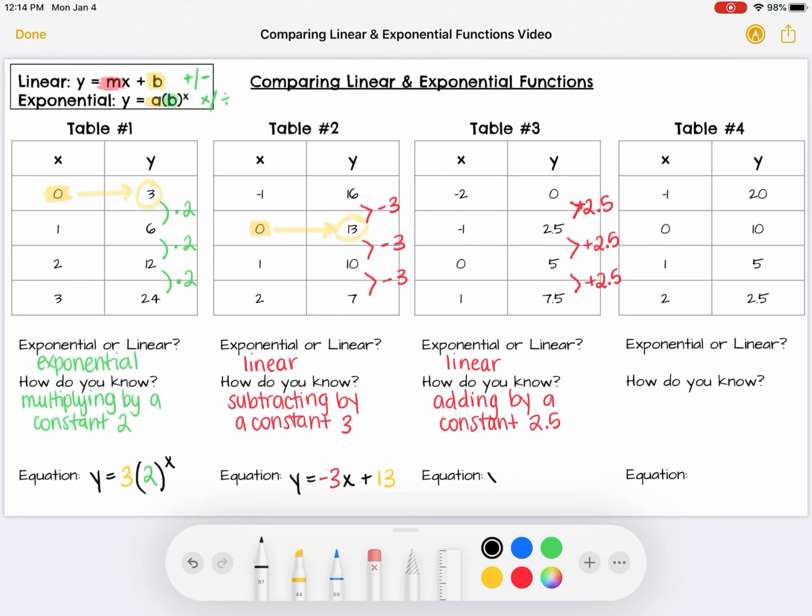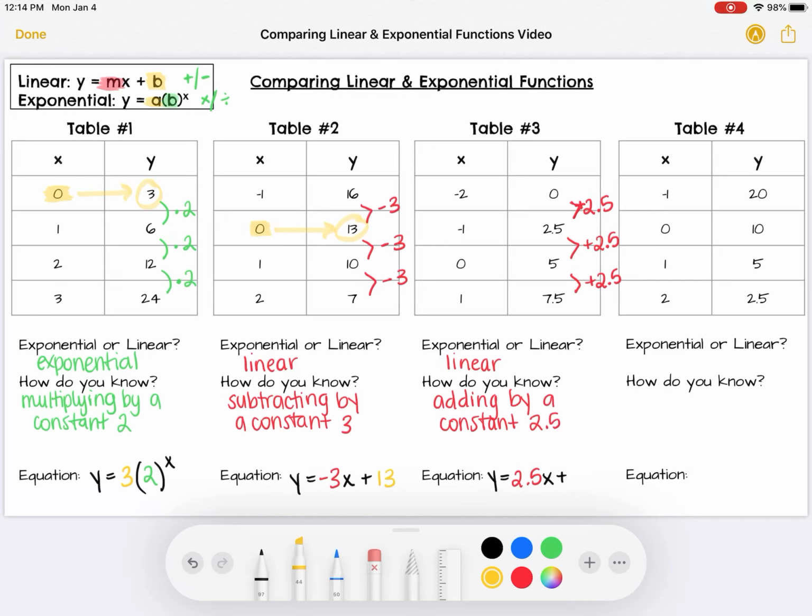So remember, just like last time, we write the y equals. We start with m. M is whatever we're adding or subtracting by. Since it's adding this time, our m should be positive. So we're going to put 2.5 because that's what we're adding by each time. And then multiplying by x always. And then plus our b value.